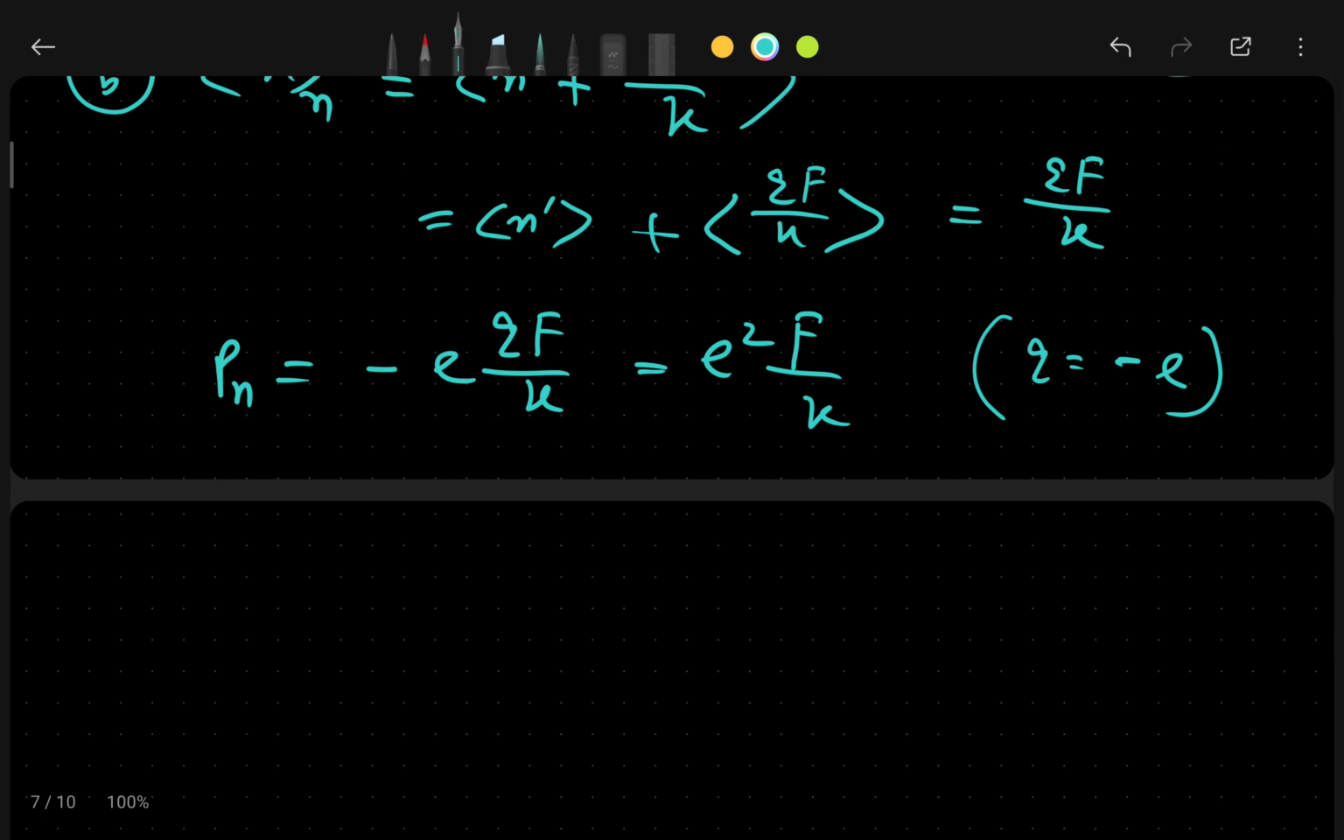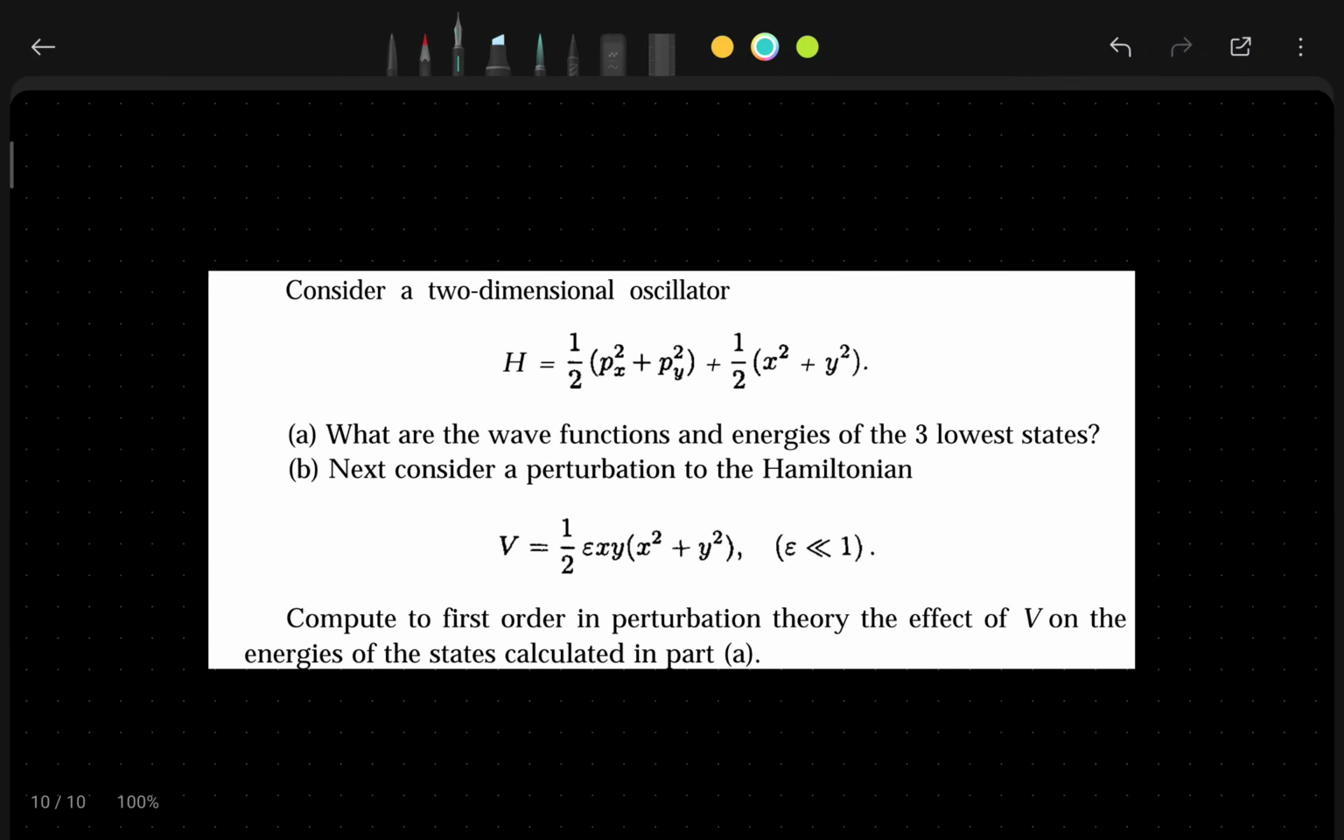Now, question number 5. Consider a two-dimensional harmonic oscillator H = ½(p_x² + p_y²) + ½(x² + y²). What are the wave functions and energies of the lowest three energy states? Next, consider the perturbation to the Hamiltonian V = ½εxy(x² + y²). Compute the effect of V on the energy levels using first order perturbation theory.